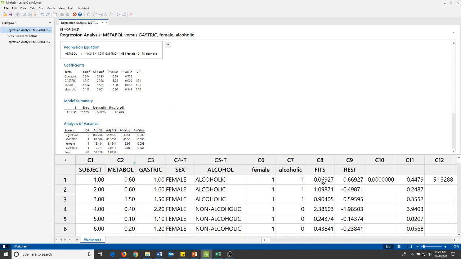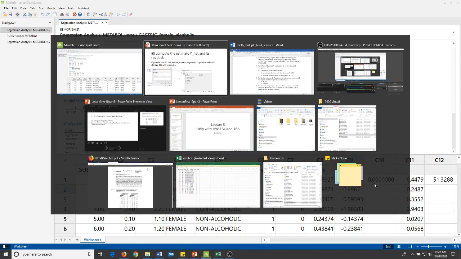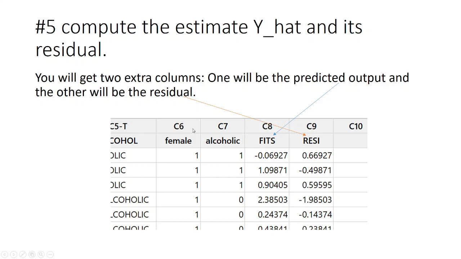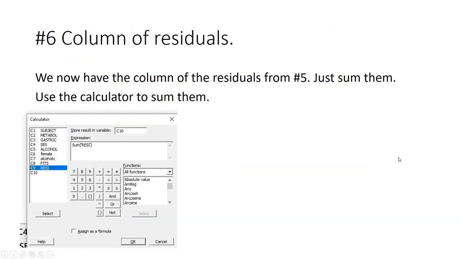And so the fit would be negative 0.06297. The y value for this one would be 0.6. So I take 0.6 minus negative 0.06297. And since a negative minus negative is positive, I get a residual of 0.66297. The same thing here, metabolism of 0.6 minus my fit of 1.0987. That's going to then give me a residual of negative 0.4987. So once I do that, I can do the regression, and I'll get 2 columns here. One will be the fits and one will be the residuals.